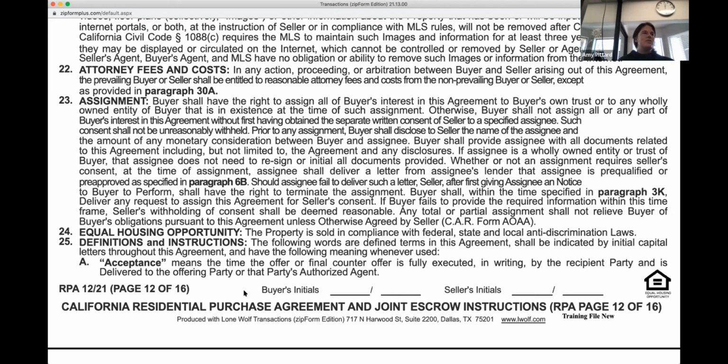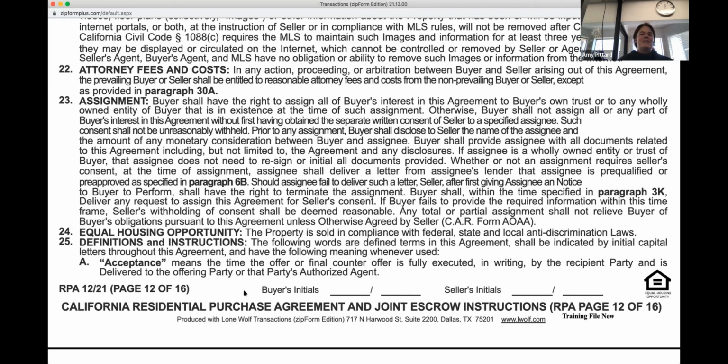So you can assign it to a trust, right? We can put our names on the contract and then actually close in the name of the trust. Totally okay. You don't have to have the seller's permission, but anybody outside of that needs to have seller's permission. Buyer shall disclose, prior to any assignment, to seller the name of the assignee and the amount of any monetary consideration between buyer and assignee. Buyer shall provide assignee with all the documents related to this agreement, including but not limited to the agreement and any disclosures. If assignee is a wholly owned entity or trust of the buyer, that assignee does not need to re-sign or initial all the documents provided, whether or not an assignment requires the seller's consent.